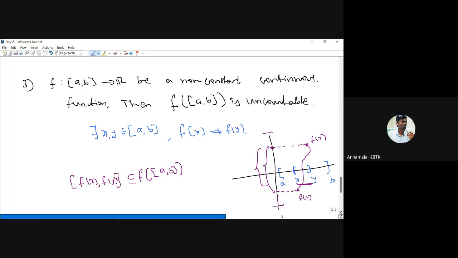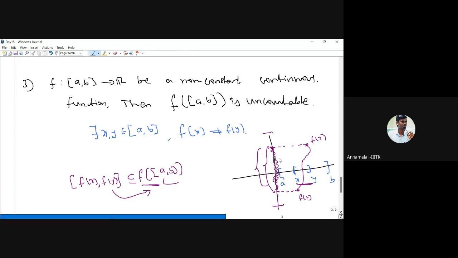Every interval is an uncountable set. Therefore, this set contains an uncountable set, so this is an uncountable set. Why is it uncountable? This contains infinitely many points on the line. Within this interval, we have an uncountable number of points. Therefore, the continuous image of an interval is an uncountable set.